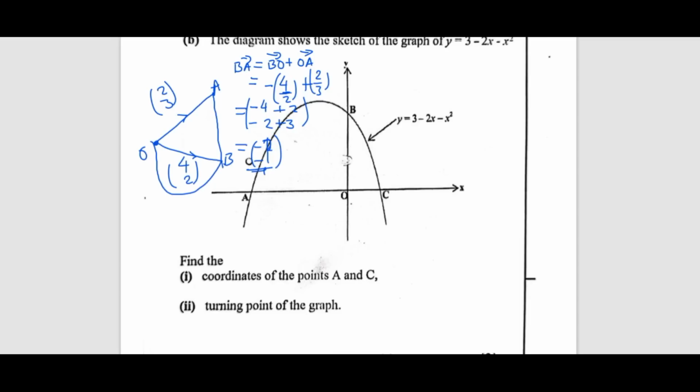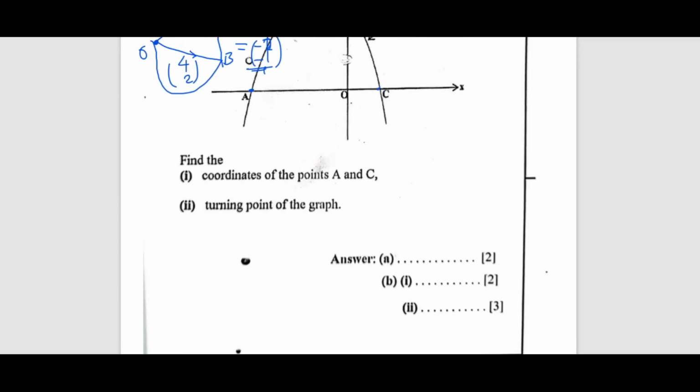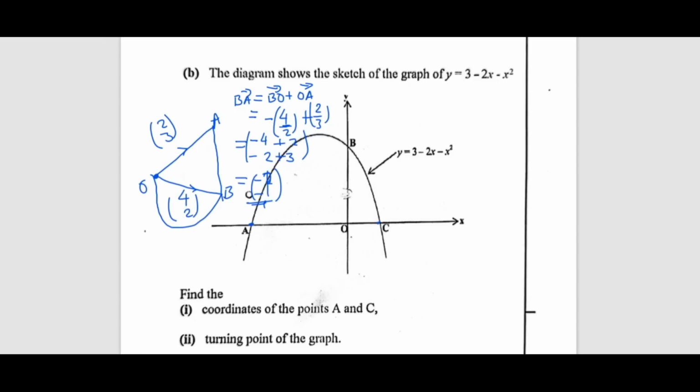Then for this question, find the coordinates of point A and C. We are looking at the x-intercepts of this parabola. How can we find the coordinates? We can use the quadratic formula. So x is equal to minus b plus or minus the square root of b squared minus 4ac, over 2a.